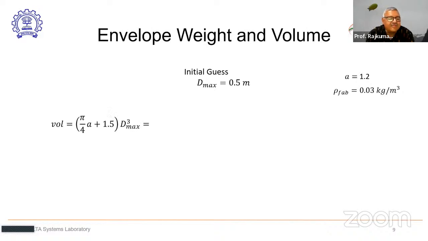Okay, so now with 0.5 meter as maximum diameter as the first assumption, let us calculate the volume of the envelope. So using A as 1.2 and D max as 0.5, can you please calculate the value of this parameter? And please let me know the answer in the Q&A section. And when answers are being there, Sohan, can you please read out some answers? Yes, sir.